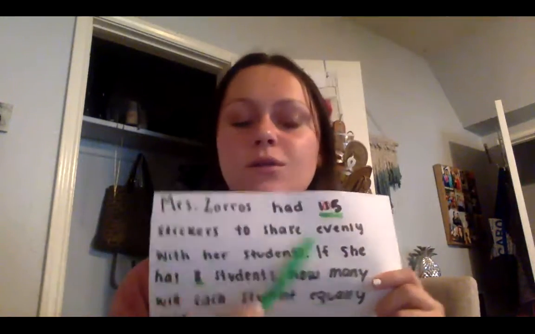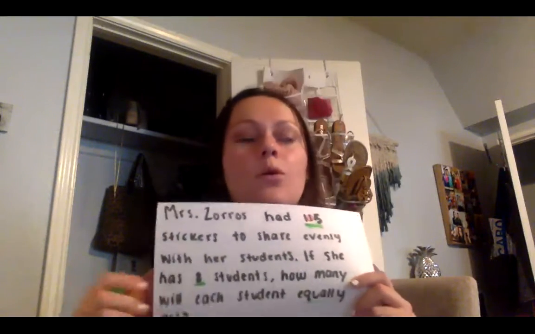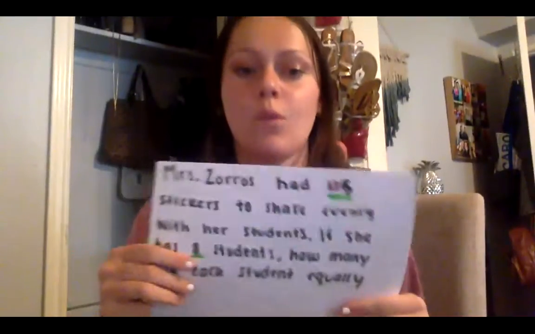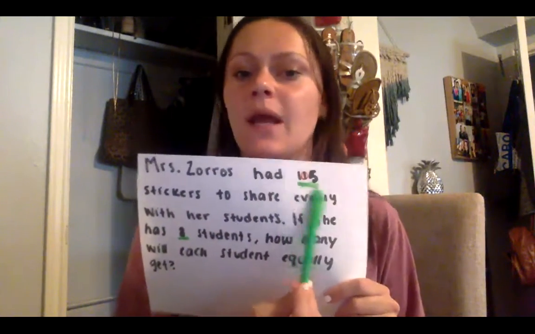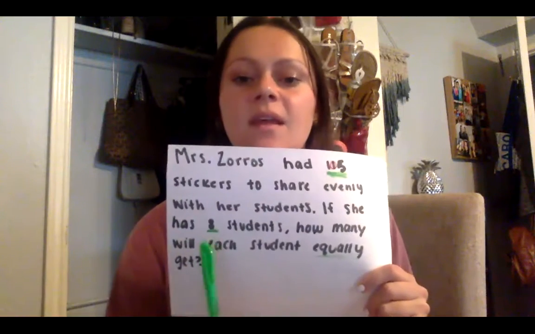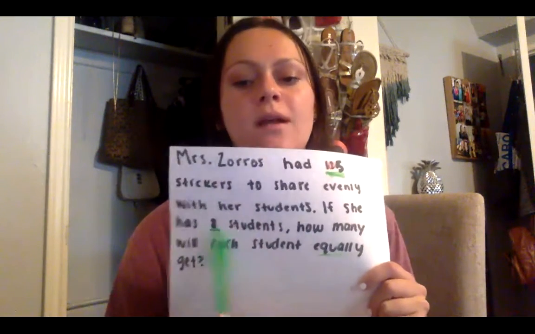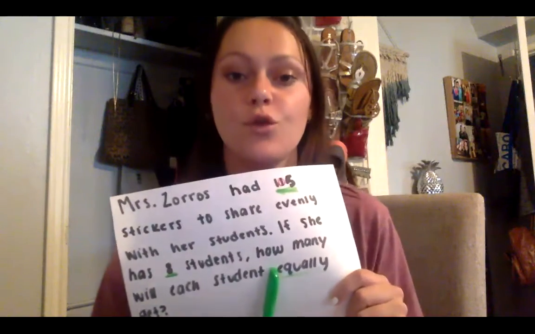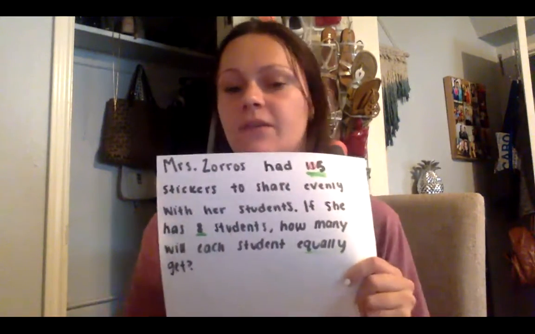So first, whenever we're doing a word problem, we want to underline or highlight our key terms or numbers that we will be using throughout the word problem. So first it says Miss Zorros has 105. So I went ahead and I highlighted 105 because I know that that's the total amount. Then it says she has 8 students. So I went and underlined 8 because that is how many groups we will be dividing our stickers into evenly.